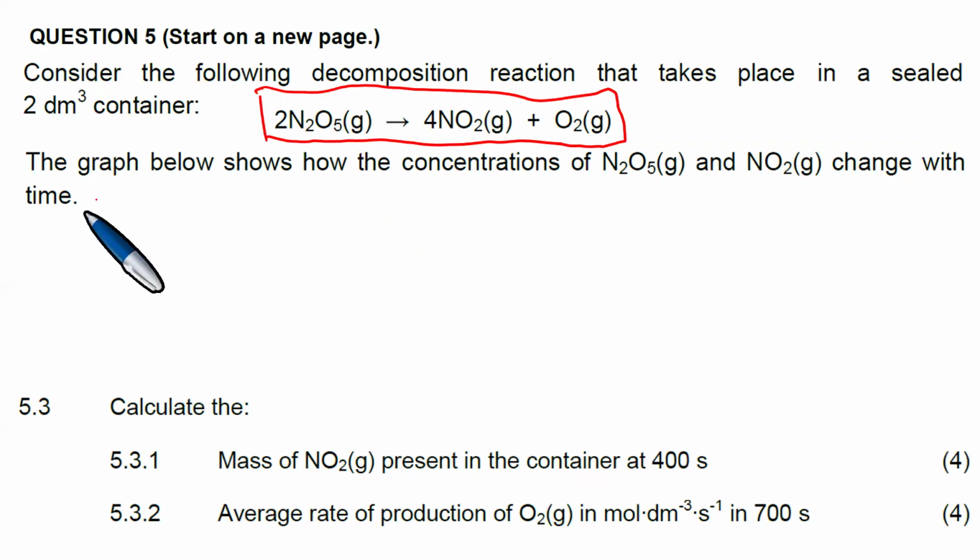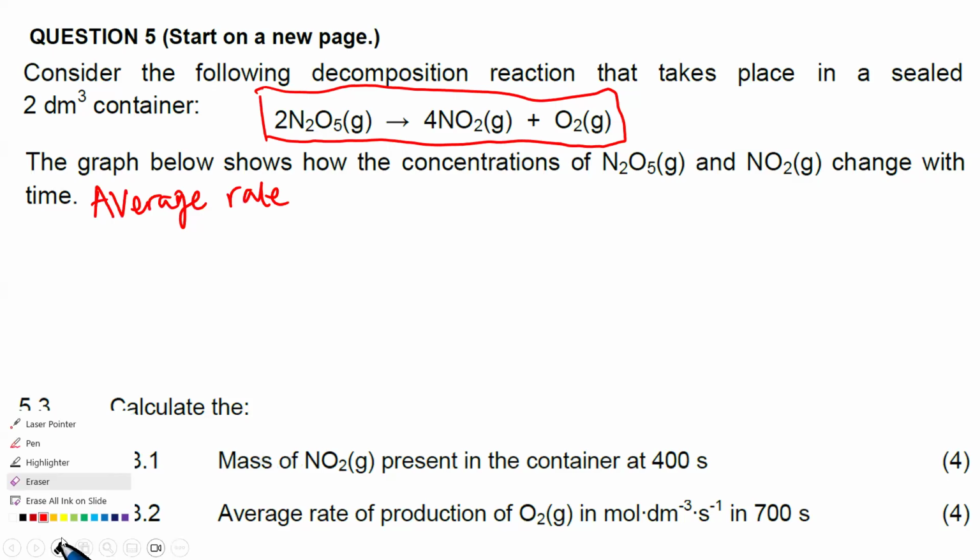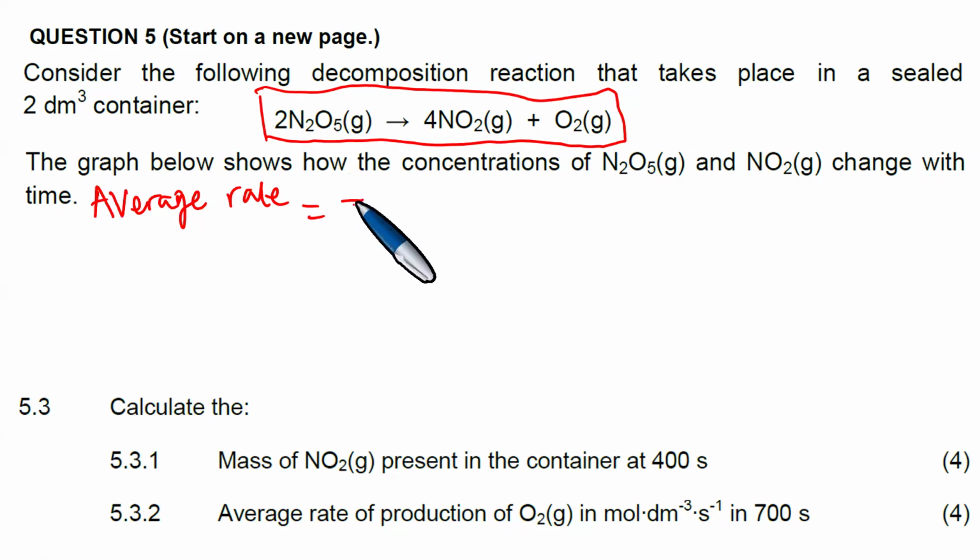So now the average rate is the formula we're going to use. What is the average rate? Right, the average rate becomes the change in concentration of N2O5 divided by the change in time. So the average rate of production of oxygen.